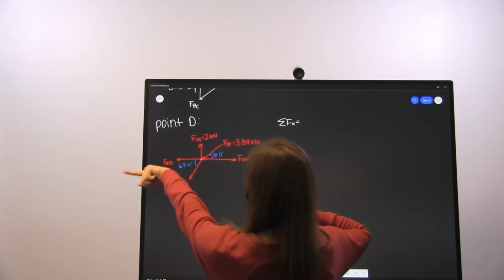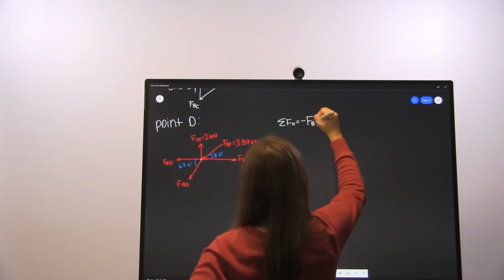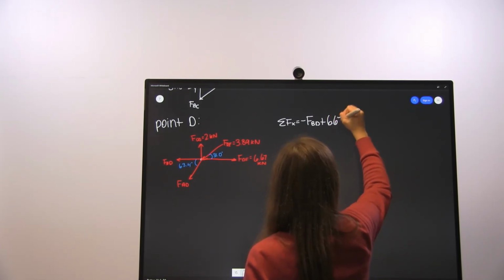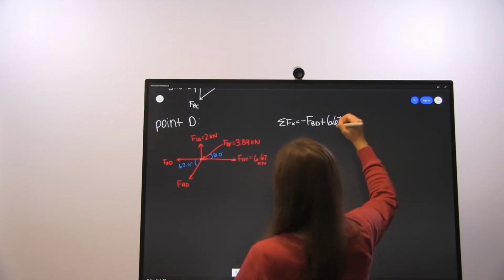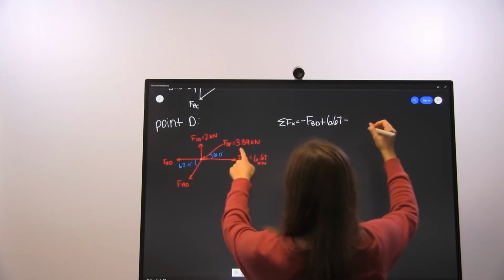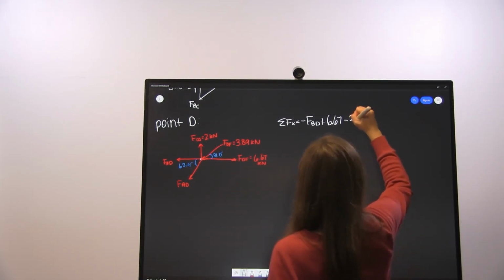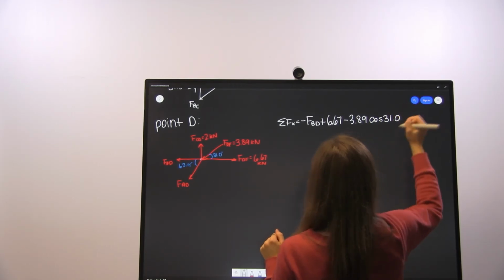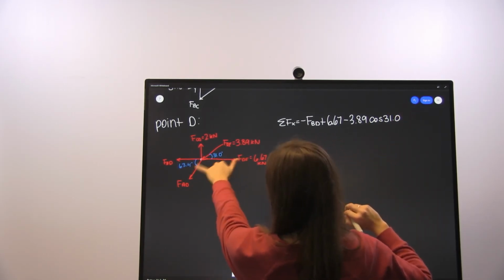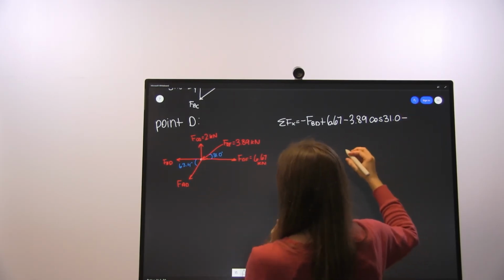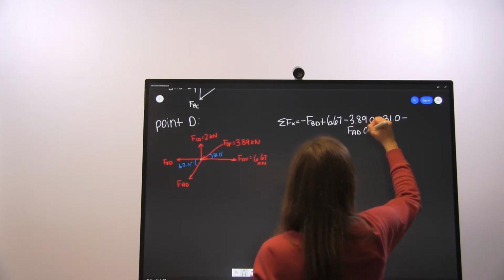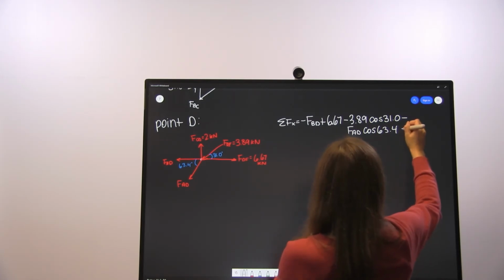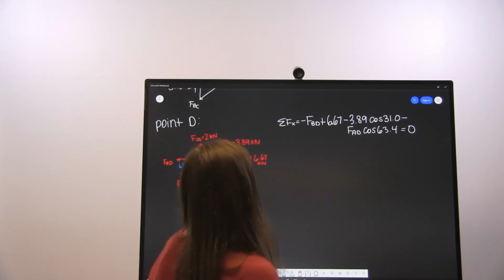which is, so we have this negative FBD plus our FDF, so that's plus 6.67, and then we have minus our x component of force DE, so minus 3.89 times cosine of 31.0 degrees, and then we have our x component of force AD, which is going to be negative, so it's going to be minus force AD cosine of 63.4 degrees, and that is going to be equal to 0. So we can't solve for anything yet. We have two unknowns, it's only one equation.